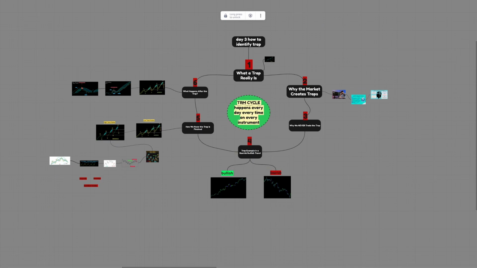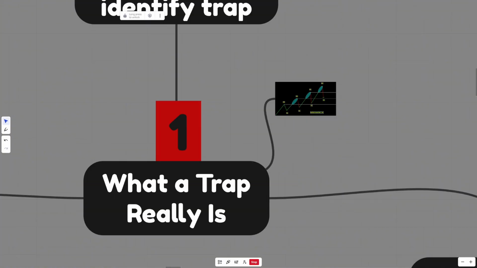Today you will learn how to identify traps, the phase where 90% of beginners lose their money. If you understand traps, you stop entering too early, you stop getting fake outs, and you finally start reading the market correctly. A trap is the first fake continuation move after price breaks a swing high or swing low. It looks like a strong continuation, but it's not. It's weak. It's designed to fool the beginner. So we have an example here.